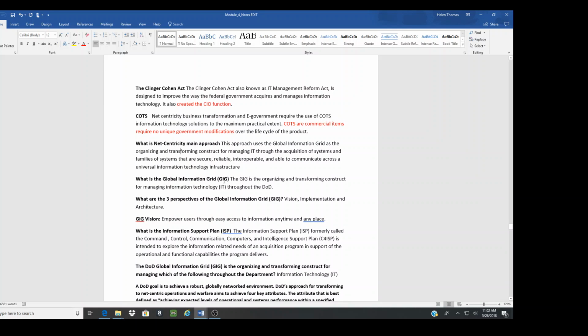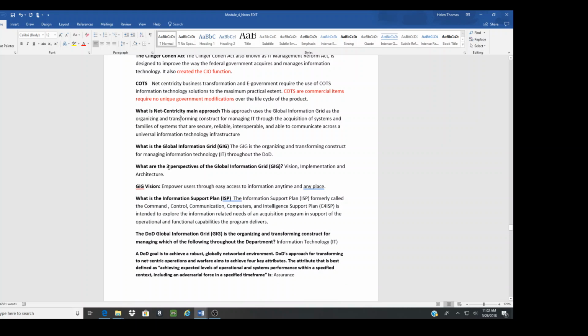So what is the Global Information Grid? The GIG is the organizing and transforming construct for managing IT throughout the DoD. There are 3 perspectives of the GIG, the VIA: vision, implementation, and architecture. So let's talk about the vision: empower users through easy access to information anytime and any place.